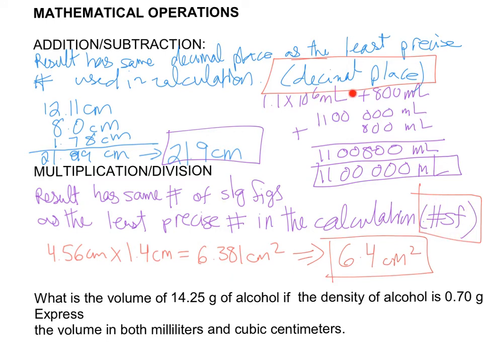For addition and subtraction, what we care about is the decimal place. There's a little video that I posted on Google Classroom. I think it's called Where the Heck to Round by Mark Rosengarten, and it kind of goes over those 2 rules here if you'd like to see it.